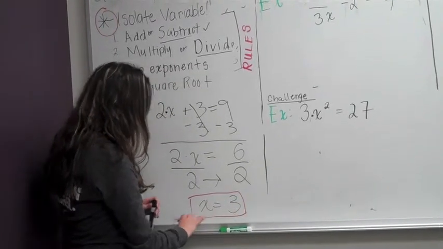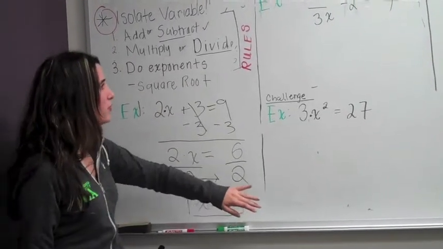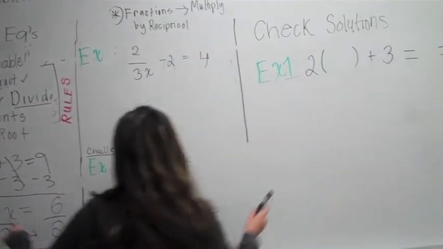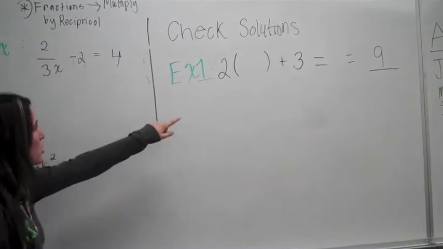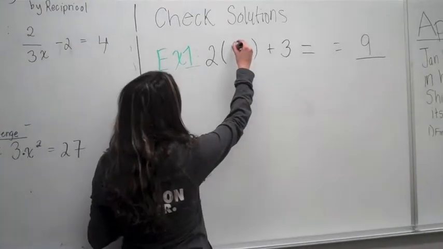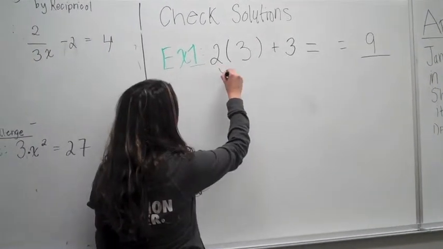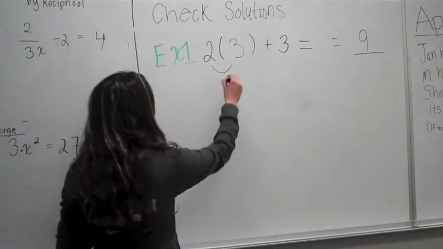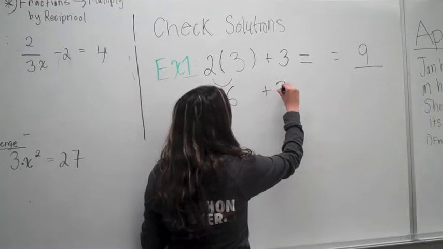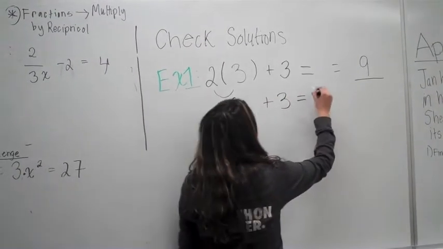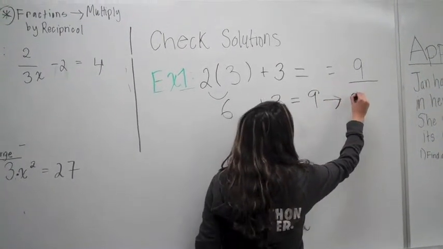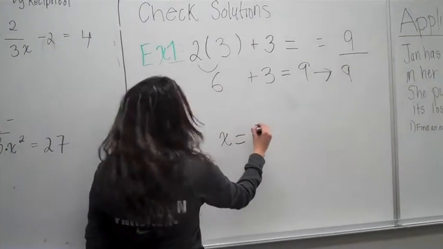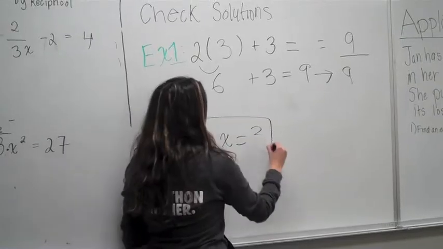Now we must check our solution. To check our solution, we will plug in 3 to the original equation, which is right here. So we would plug in 3 here, and then we would use the distribution property, which 2 times 3 is? 6. Awesome. Plus 3 equals what? 9. And it does indeed equal 9. Therefore, we know that x does equal 3. Okay?